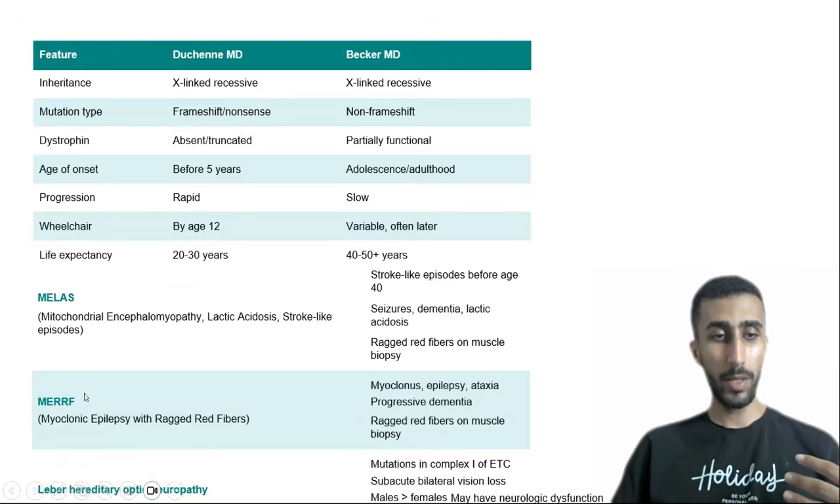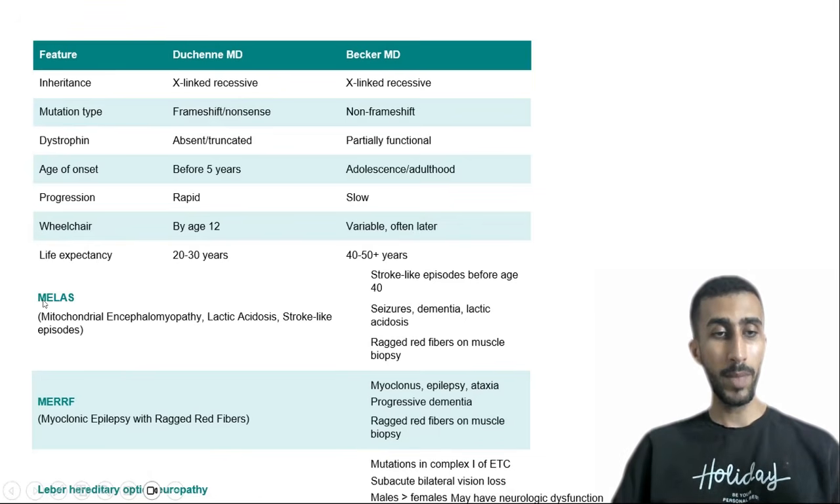So we've got three examples here: MELAS, MERRF, and Leber hereditary optic neuropathy. All of them will have ragged red fibers on muscle biopsy. This refers to abnormal, malfunctioning mitochondria under the microscope, where they will have a ragged red fibers appearance. And there is something specific for each condition, and this is from its name.